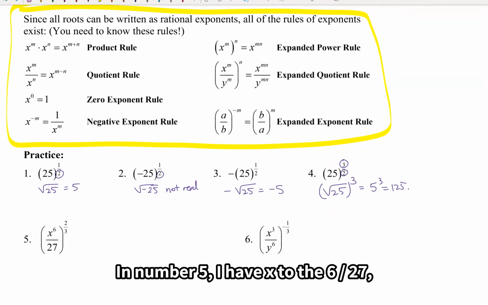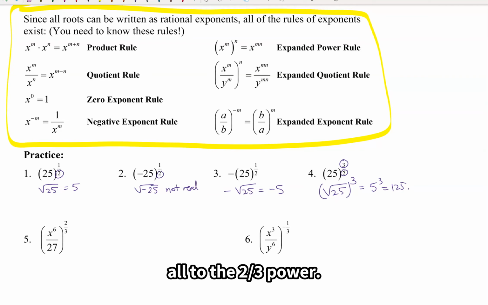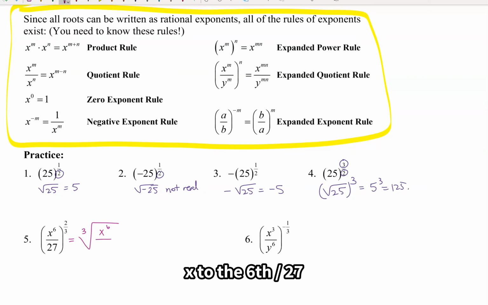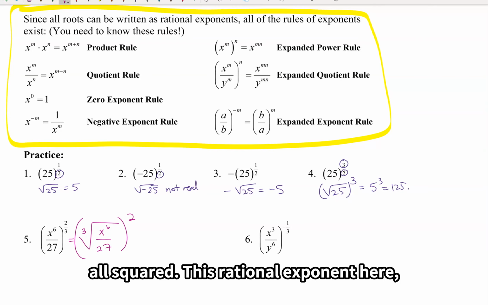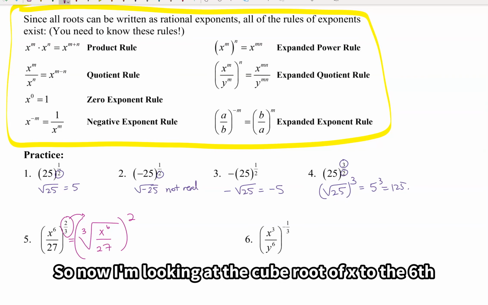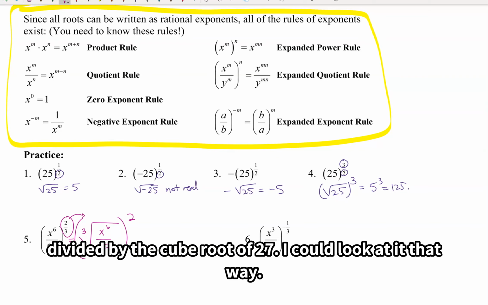In number 5, I have x to the 6th over 27, all to the 2/3 power. I like doing the roots first, so I'm going to rewrite this as the cube root of x to the 6th over 27 all squared. This rational exponent here can be translated back into a root. So now I'm looking at the cube root of x to the 6th divided by the cube root of 27. I could look at it that way.